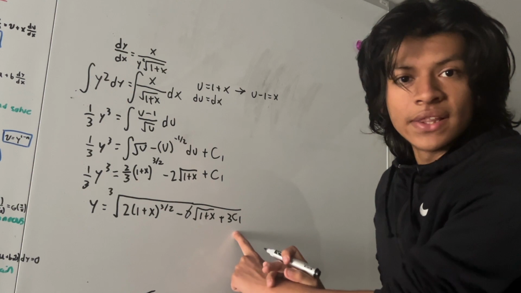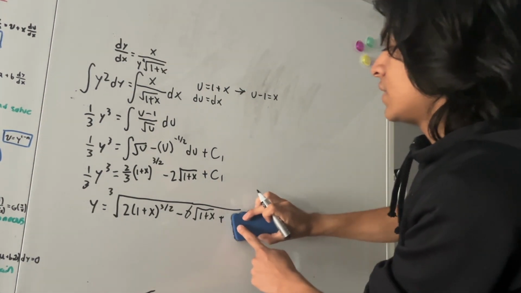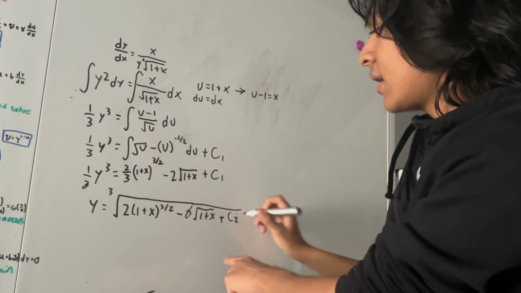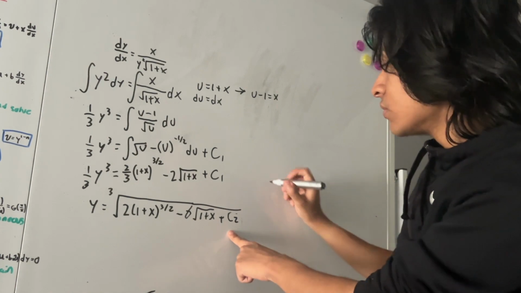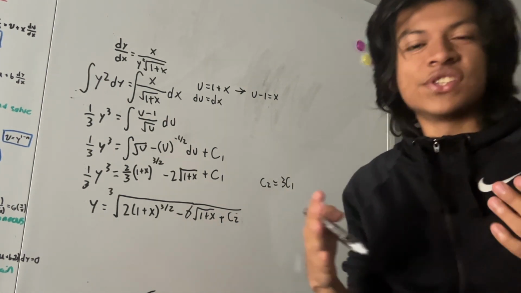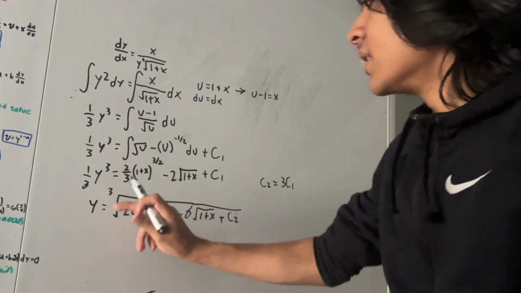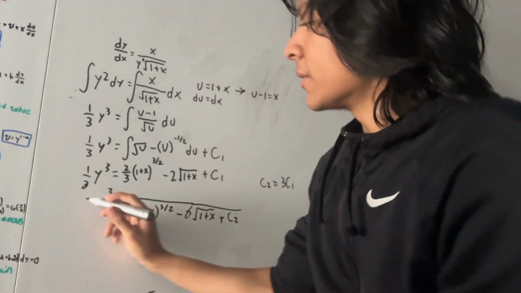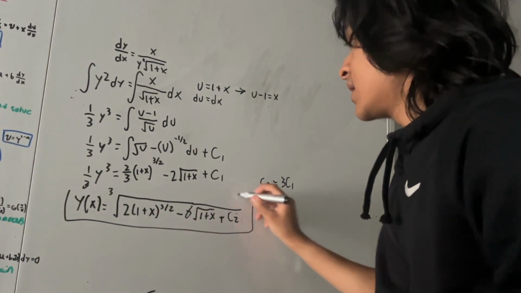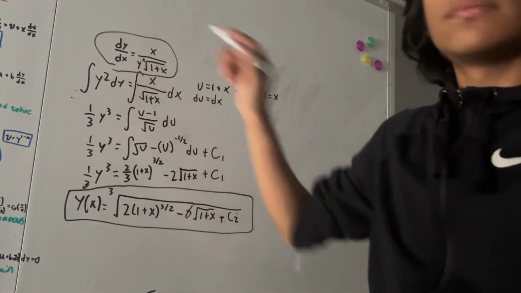But instead of leaving it like this, what I could do is just take this out. So there we had 3c1. I'm just going to let that equal c2. So c2 is equal to 3c1. That way we could just get all the constants in pretty much one term. And this, just to make that more clear, here would be our function of x that would satisfy this differential equation.